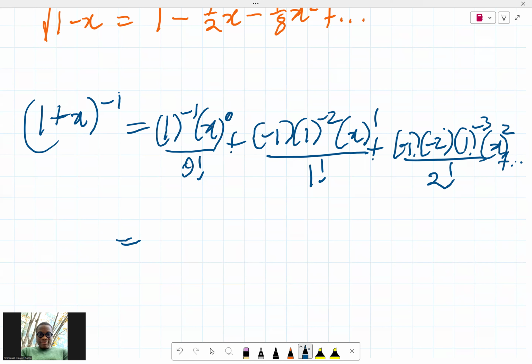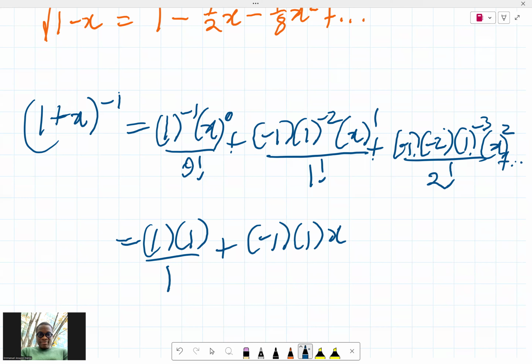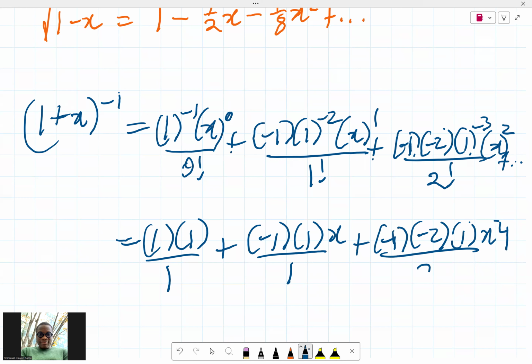So we have 1 raised to minus 1 is 1, x raised to power 0 is 1, 0 factorial is 1, then plus minus 1, 1 raised to power minus 2 is 1, x over 1, then here plus, this is minus 1. So we have minus 1, minus 2, 1 raised to power minus 3 is 1, then x squared divided by 2 factorial is 2, plus all of that.